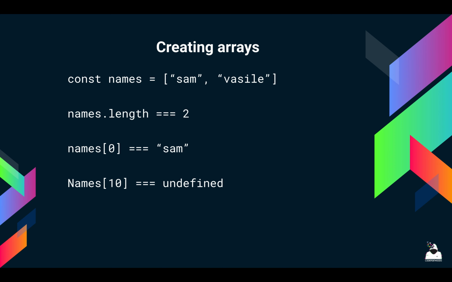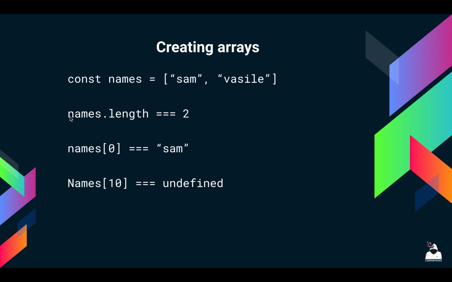So we're creating this array. Got the square brackets. The square brackets mean it's an array. It's just a list, so they're comma separated values. In here we do have words, but could be numbers, could be booleans, could be undefined, objects, arrays, could be anything.